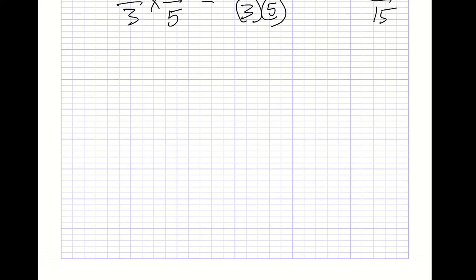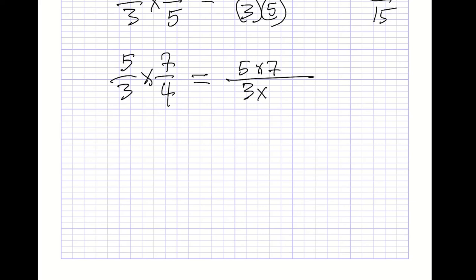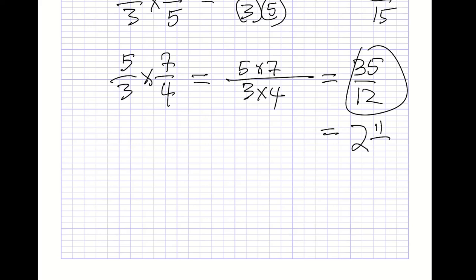Suppose you have 5 over 3 times 7 over 4. What do you do? You multiply things out. You say 5 times 7 over 3 times 4, and you get 35 over 12. That is an improper fraction. You can write it as a mixed number, 2 and 11 over 12. You can write it like that. That and that are the same thing.